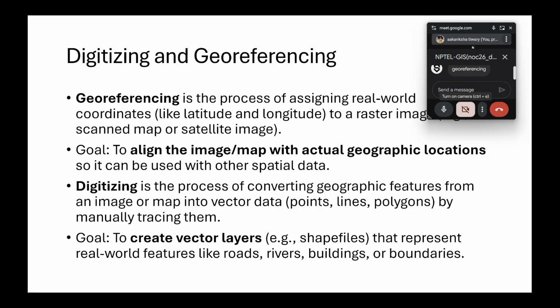So this we know: georeferencing and digitizing. Georeferencing is basically aligning the map with the actual geographical location, and digitizing can only be done after georeferencing. The map that you are digitizing should have correct geographic coordinates, and then by manually tracing it you can create vector data like point, line, or polygon features. This is called digitizing. So you know the difference between georeferencing and digitizing, right?